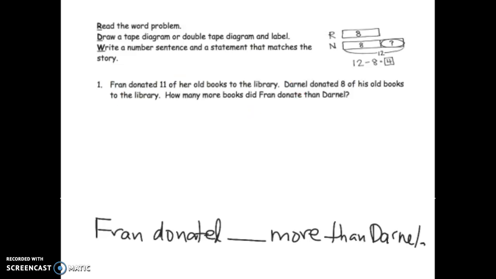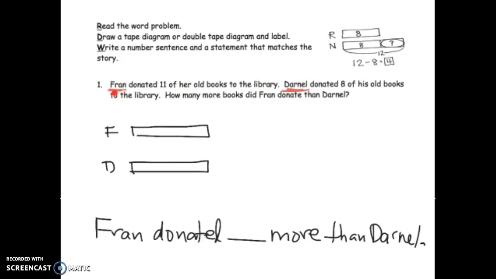And then I'm going to go back and read the question again, and I'm going to notice that we have 2 characters, Fran and Darnell. So I'm going to draw both Fran and Darnell, and I'm going to draw them identical. As close as I could, I made them identical. And then I'm going to read the sentence again, but I'm going to tweak these tape diagrams to really match the question.